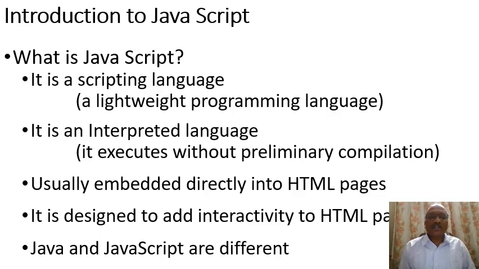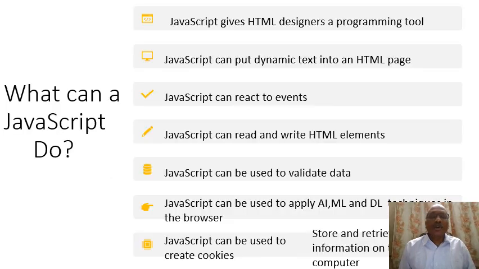Basically, JavaScript is embedded directly into HTML pages to provide interactivity among the various elements of the HTML and with the users of those web pages. So remember, Java and JavaScript are different. The advantage of JavaScript is that it is a programming tool for HTML designers to organize various HTML elements on web pages, and it provides dynamic text in the HTML page so that the latest or updated information can be easily known.